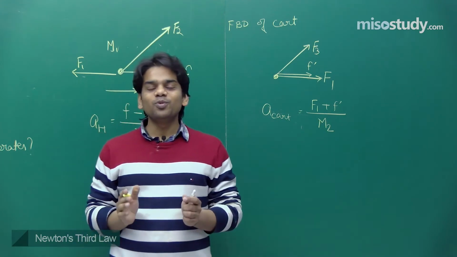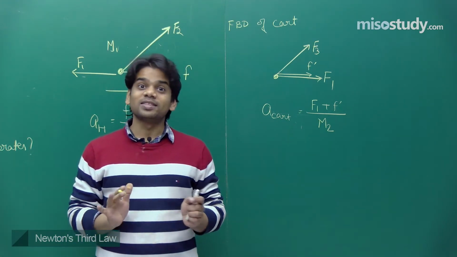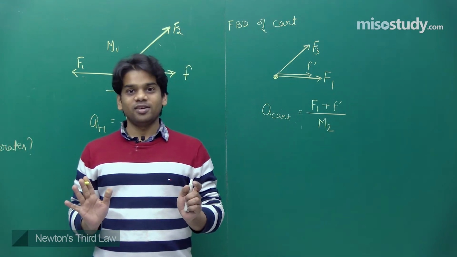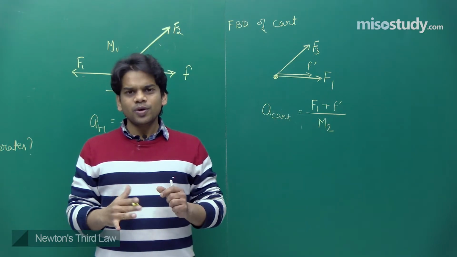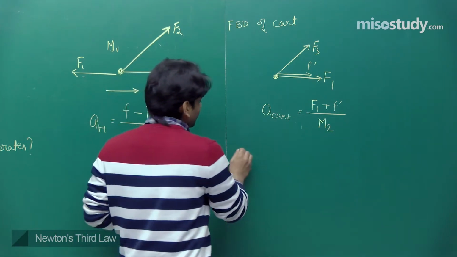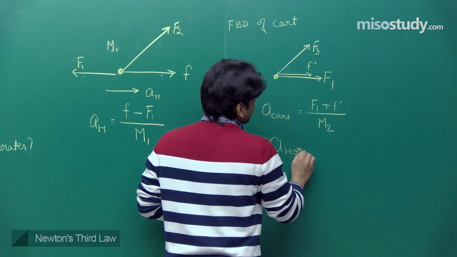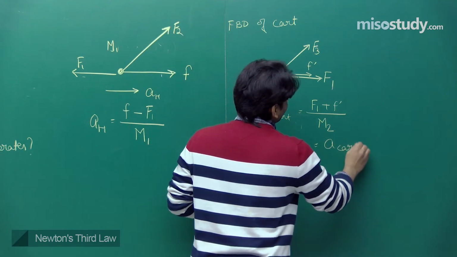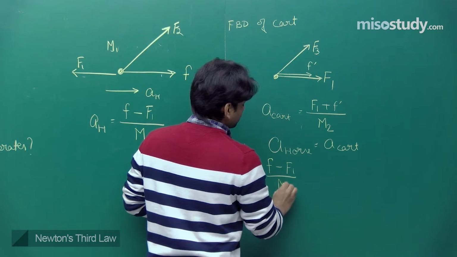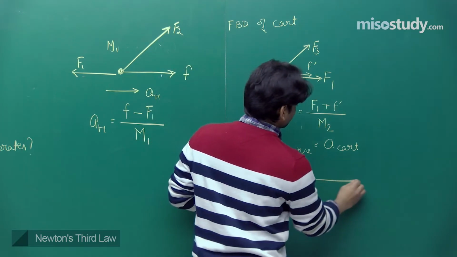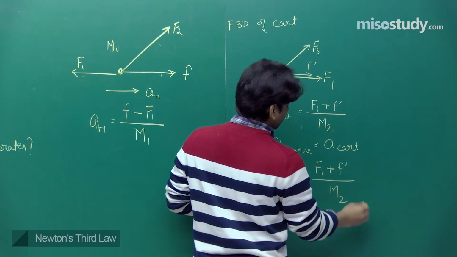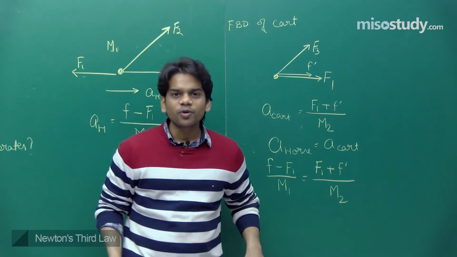Now both have to move consistently together with the same acceleration. You can see that F3 and F2 can change. They will try to keep their values in such a way that the acceleration of the horse and the acceleration of the cart are the same. So the acceleration of the horse is equal to the acceleration of the cart, so that both can move together. So we have F minus F1 divided by the mass of the horse, that is m1, equal to F1 plus F dash divided by the mass of the cart, that is m2. So we got this relation.